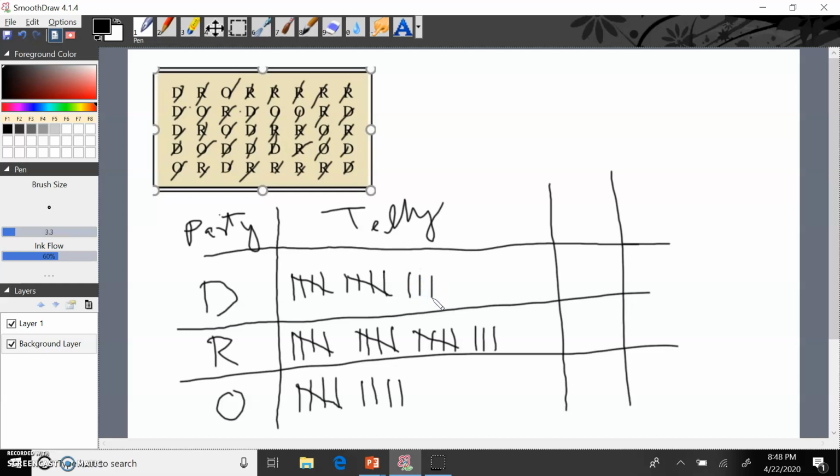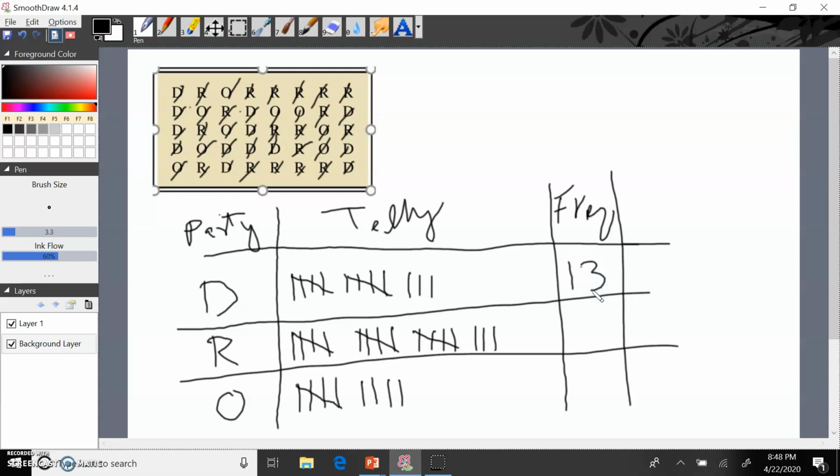So I have copied all these values. I have tallied all these values into this column. The next column is called frequency. So this is the frequency column. I'm writing a short form for that, f. Now count them. 5 plus 5 plus 3 is 13.